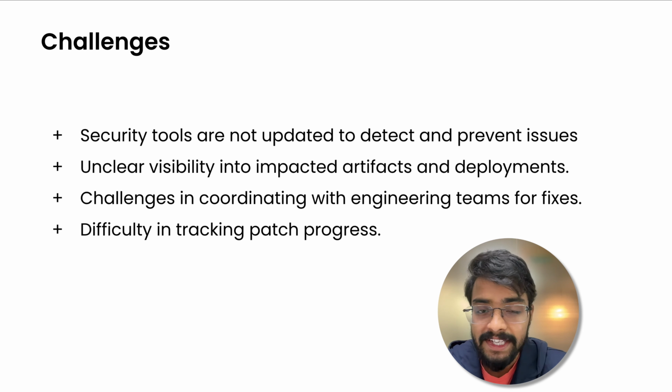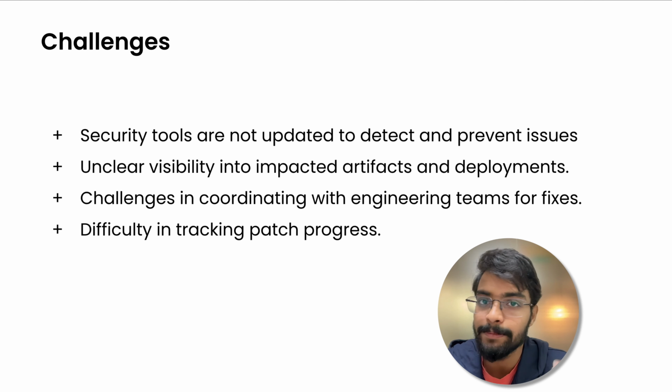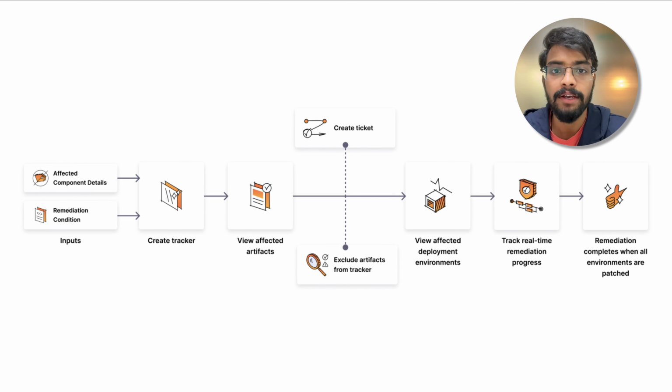So, addressing all of this, the Remediation Tracker in Harness SCS allows you to create trackers specific to a component with a remediation condition. So here's how it looks. As I said, you start by creating a tracker with the component details and the remediation condition. The tracker will quickly pull out all the artifacts that are utilizing the given component and fail to satisfy the remediation condition.